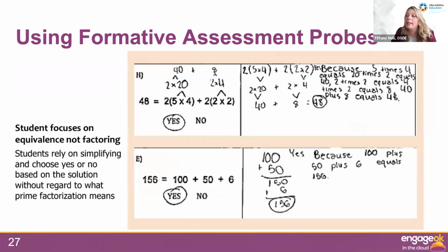Whereas students who are answering similarly in this way, these two students, what I really see is that they're relying on simplifying, and they're choosing yes or no based on the solution without regard to prime factorization, which probably means they don't have access to that building block. And that gives me a lot of information as I think about differentiation.